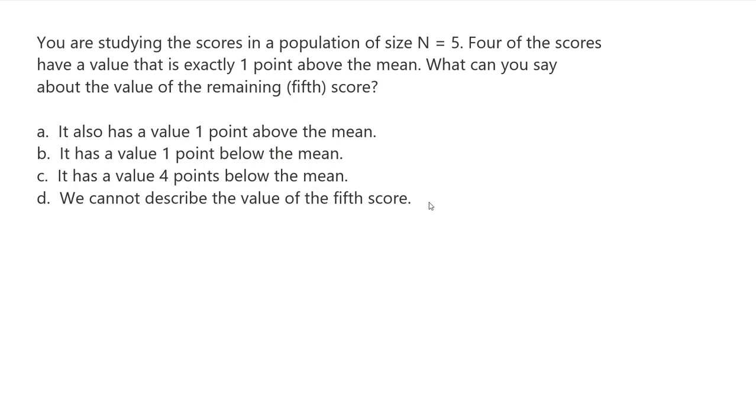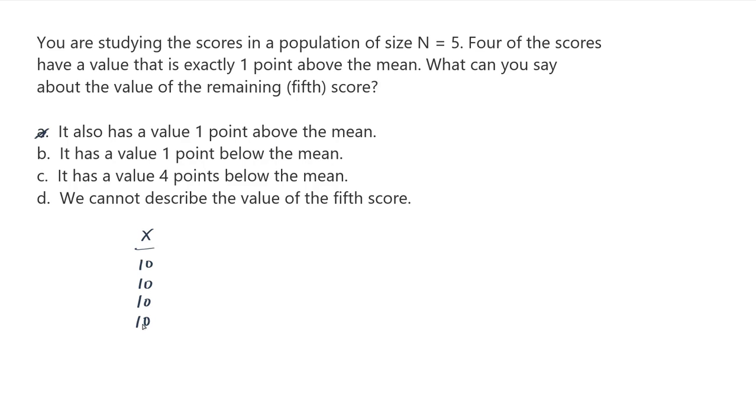All right, I think we can rule out A right away, simply because if the first 4 scores out of 5 scores, so 4 out of 5 scores, are above the average, the fifth score can't also be above the average. Think about having 5 kids who are age 10, 10, 10, and 10.